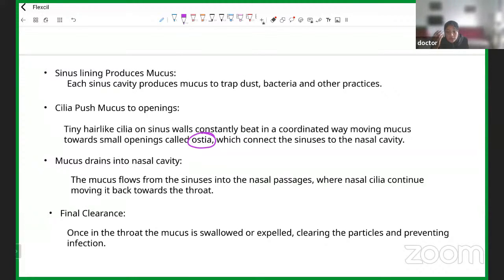So the mucus blanket will consist of, now in Dhingra, what they did is they mentioned that the mucus layer has a superficial mucous layer and a deep serous layer. And on the top, there will be cilia moving towards it, and they will act like a conveyor belt towards the nasopharynx. That's actually not required information, but you should know it. All right. But this is the best way that you can write it: a sinus lining producing mucus, and then cilia that push the mucus towards the opening, and mucus will drain into the nasal cavity, followed by the final clearance.